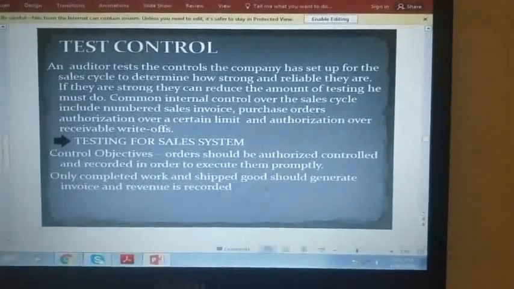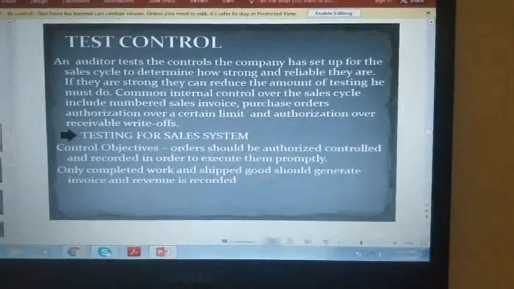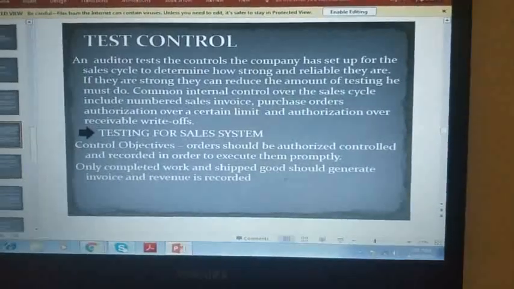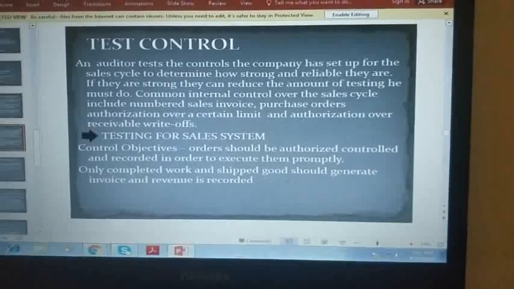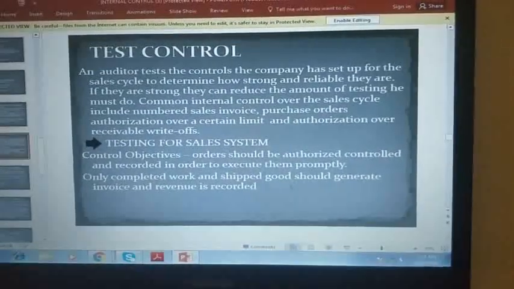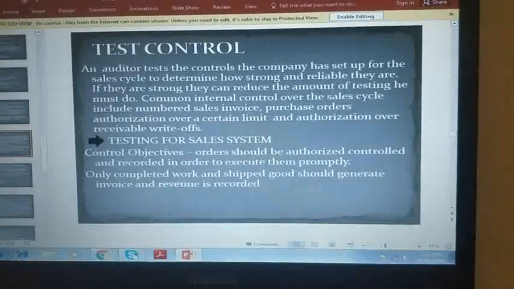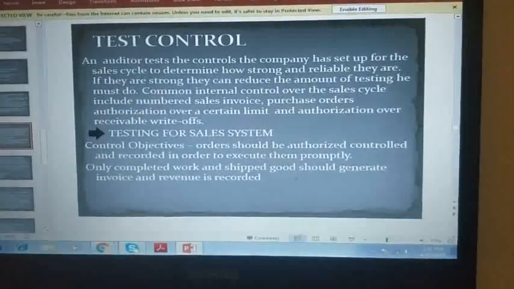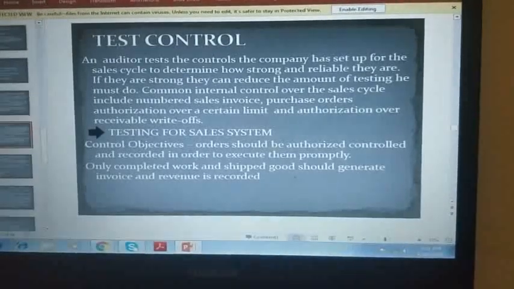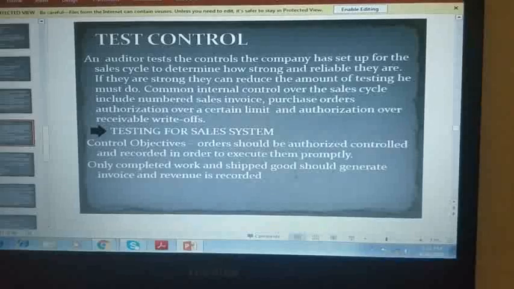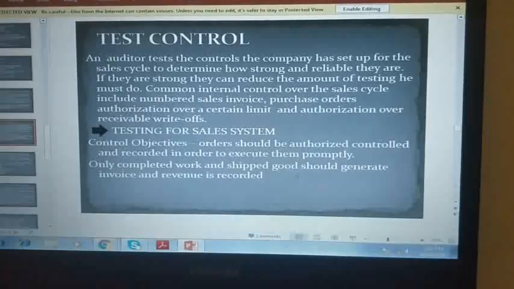Okay, so girls, your next topic in internal control is going to be your test of control. Now what is this test of control? Basically, here the auditor tests the controls of the company that have actually been set up for sales, for the sales cycle, in order to determine how strong and reliable they are.